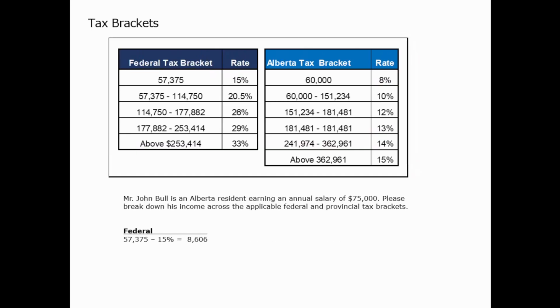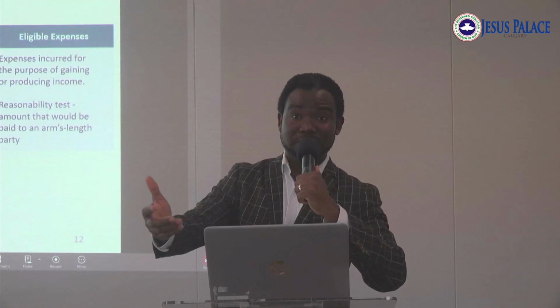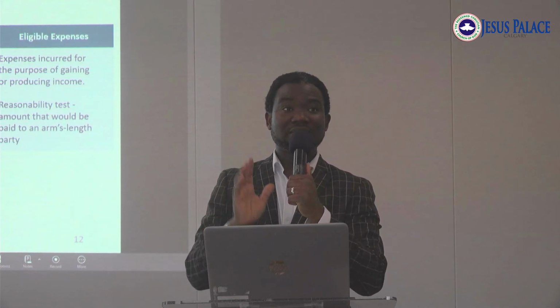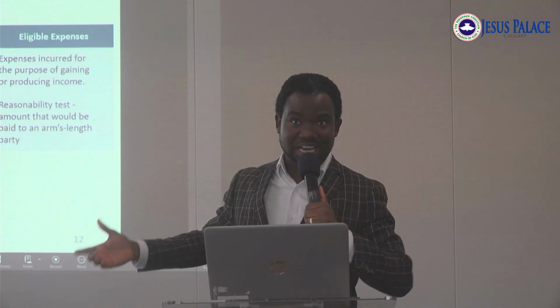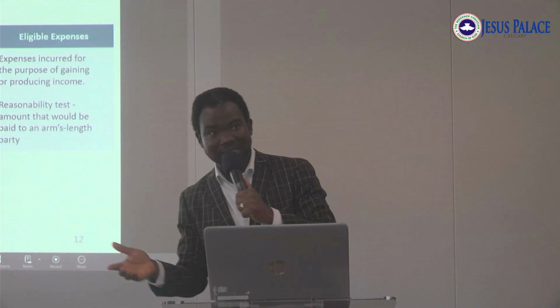We have looked at the tax bracket. Because of our time, let me quickly talk about business income. One of the incomes that we're expected to show for tax purposes is our business income. That is for people in business. And we have established the fact that you are not paying tax on your income. You are paying tax on your profit.